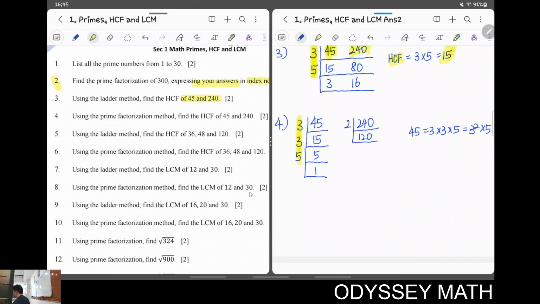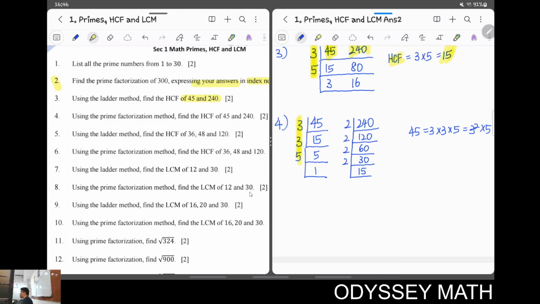Can 120 be divided nicely by 2? Yes. So 120 divided by 2 is 60. Can 60 be divided nicely by 2? Yes. So 60 divided by 2 is 30. Can 30 be divided nicely by 2? Yes. So 30 divided by 2 is 15.